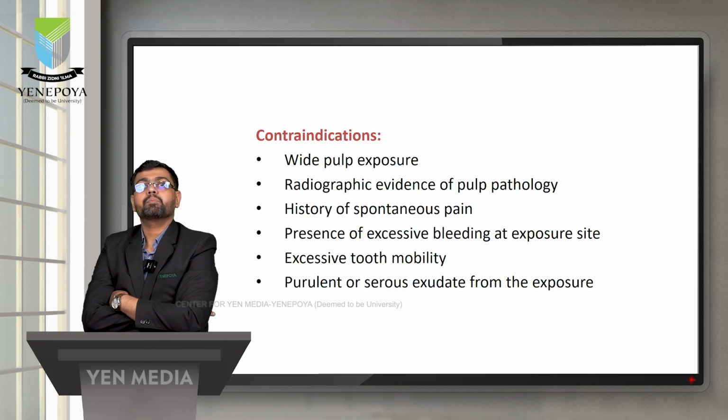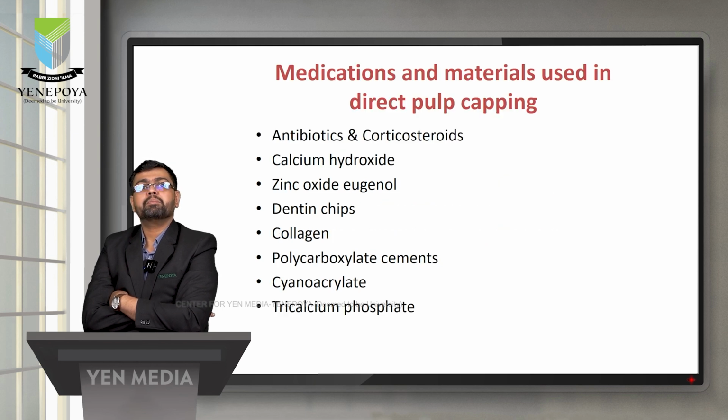Now coming to the contraindications of direct pulp capping: a wide pulp exposure, radiographic evidence of pulp pathology, history of spontaneous pain, presence of excessive bleeding which cannot be controlled at the exposure site, excessive tooth mobility, purulent or serous discharge from the exposure. These are all the contraindications of direct pulp capping.